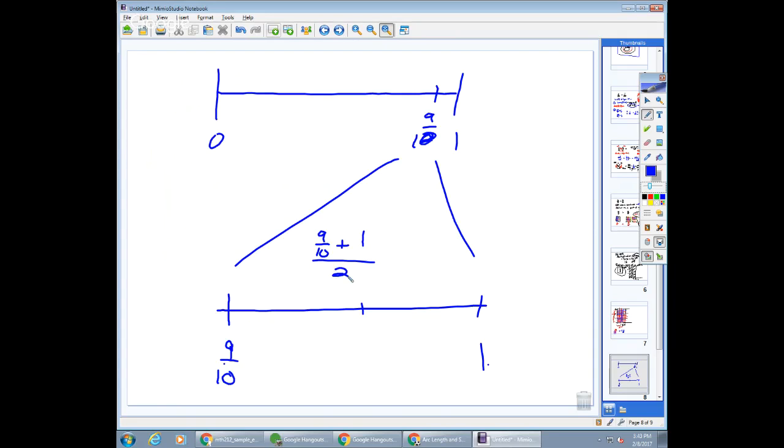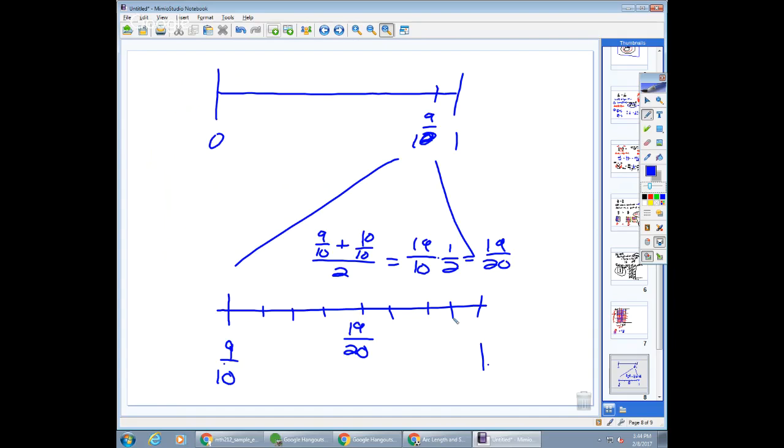Well, that would be what? 9/10 and 10/10, which is 19/10. Cut that in half, and 19/20 would be the number exactly in the middle. Now, can't you find the number in between 19/20 and 9/10? Yeah, just add those two up, divide by 2. You could do that all day long. So you could find that number and that number and that number by just keep cutting things in half. You can make anything up you want.